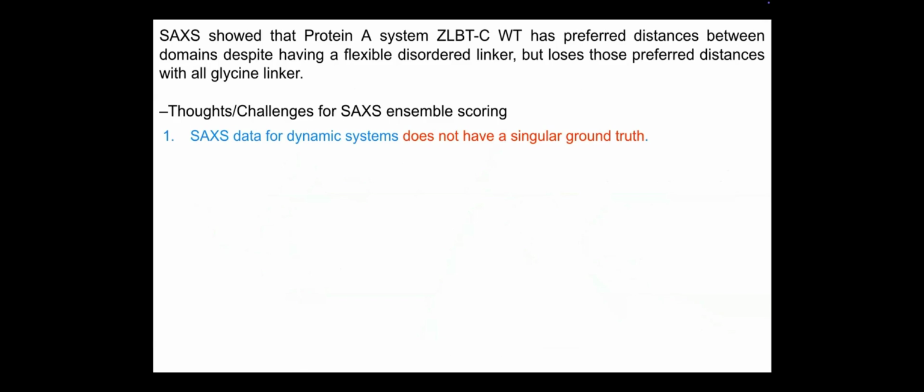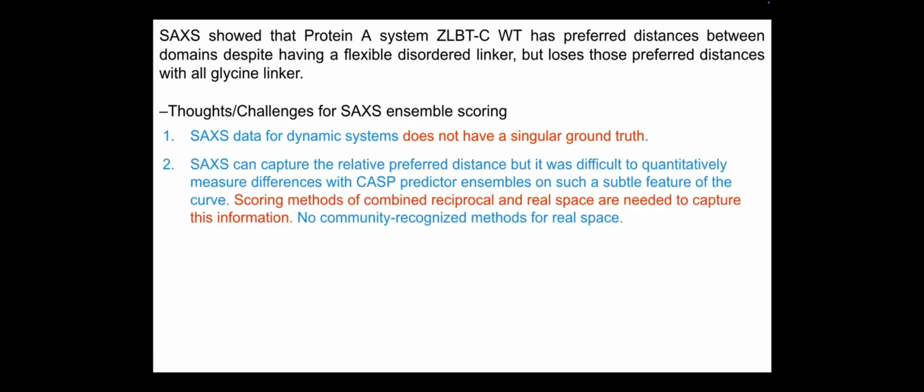And so here are some thoughts for CASP: small angle X-ray scattering does not have a singular ground truth, making it very difficult to do a comparison with atomic models. Also, SAXS can capture these relative preferred distances, but it's quantitatively difficult to measure differences on such a subtle feature of the curve. And so we really need to get good scoring methods of combined reciprocal and real space to capture this information. And one thing that I pull out to the mathematicians in the audience is that we have no community recognized methods for real space comparison.